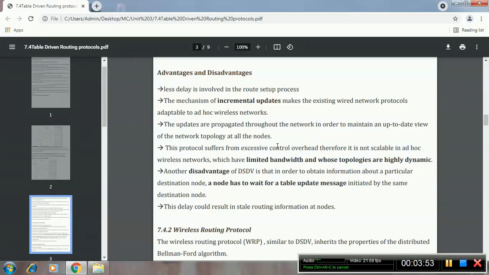A node has to wait for a table update message initiated by the same destination node. The node that it wants to move to is called the destination node. That destination node gives a message to wait until the table is updated. This delay could result in stale routing information at the node. Stale routing means we are waiting for the update, and this nature of waiting is called a delay.